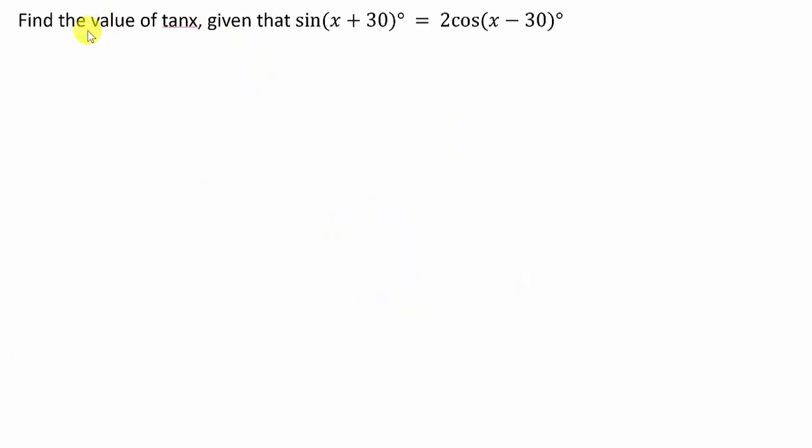Okay, let's look at one more. In this case, we want to find the value of tangent of x, given that sine of x plus 30 degrees is equal to 2 cosine of x minus 30. Again, I see an angle plus an angle, angle minus angle, so I'm using my angle addition formulas, even though some of them we have subtraction in there. So I'm going to do this part.